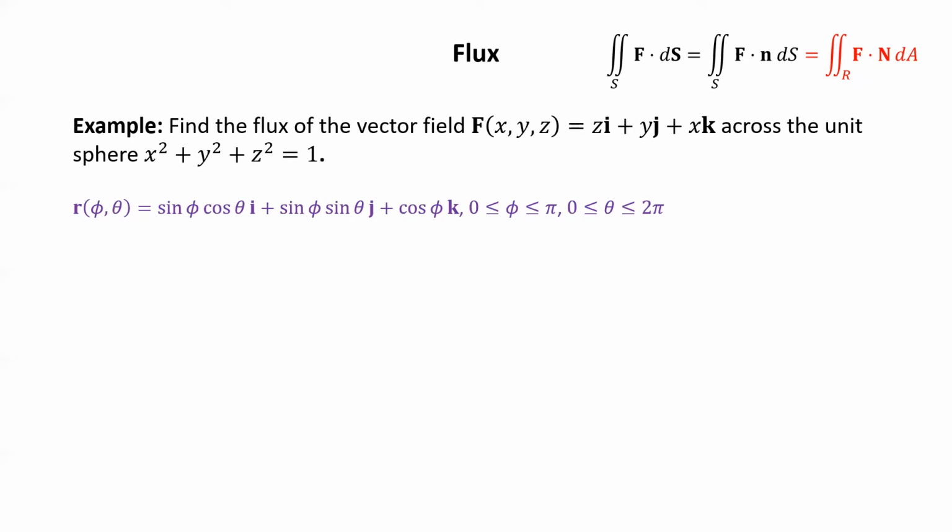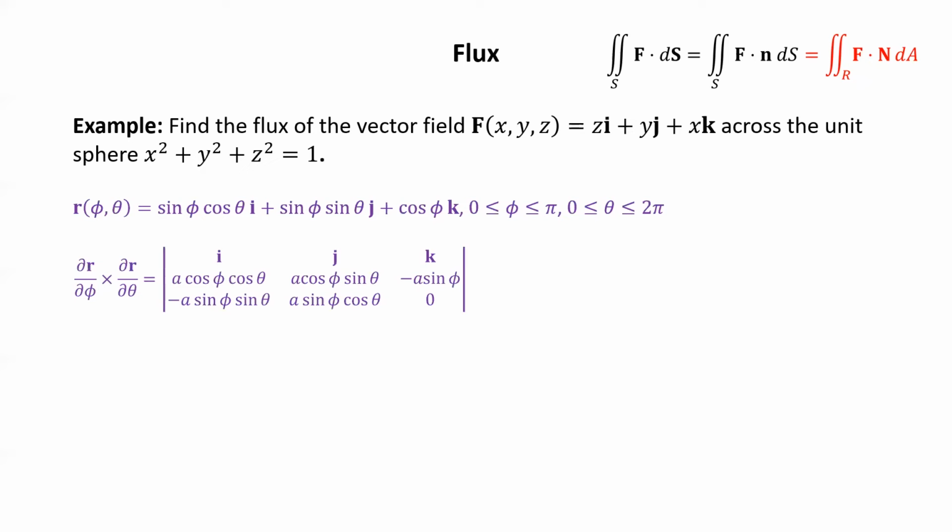Okay, we start by parametrizing the sphere using spherical coordinates. R of phi theta equals sine phi cosine theta i plus sine phi sine theta j plus cosine phi k. Phi goes between 0 and pi, and theta between 0 and 2 pi. We take the cross product of the partials. Again, we've done this computation many times. So the answer is sine squared phi cosine theta i plus sine squared phi sine theta j plus cosine phi sine phi k. Note that I don't need to normalize this vector because we're going to be using capital N, which is what this is equal to.